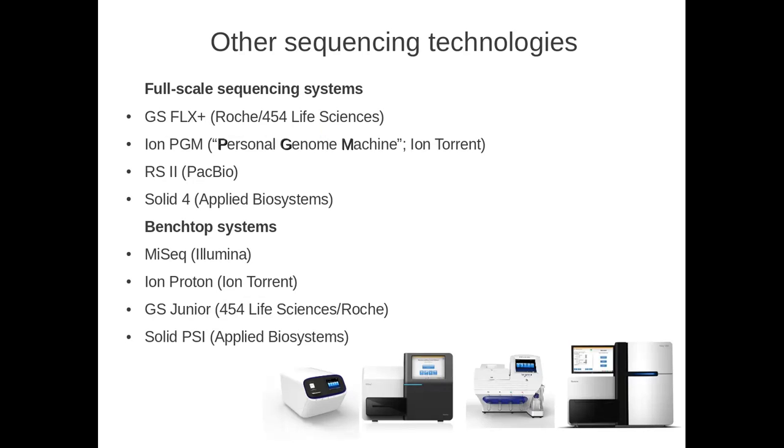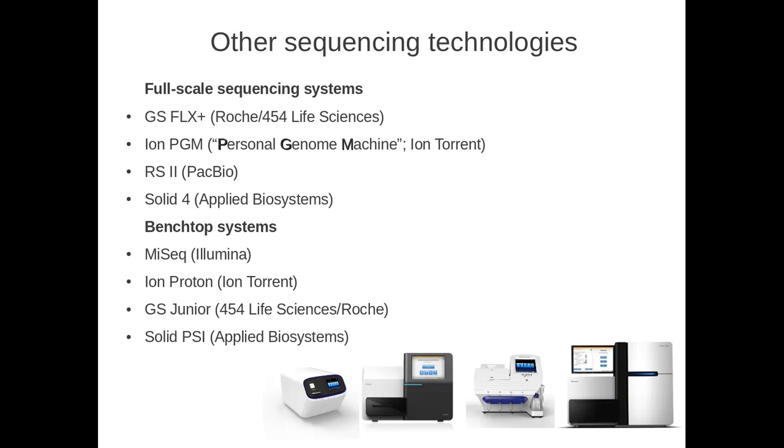So frequently you combine technologies for a particular purpose. 454, say, combined with the very high coverage you can get from Illumina, and this is a common strategy to de novo sequencing of genomes now. Long reads from 454, short reads from something like an Illumina HiSeq.